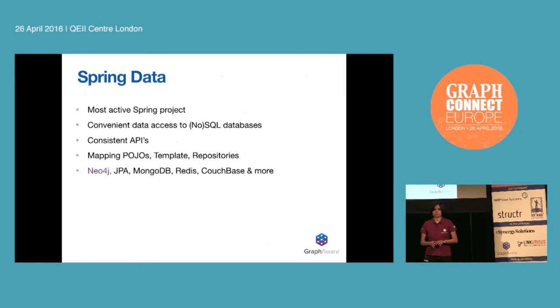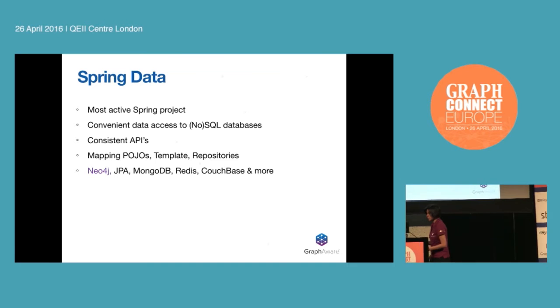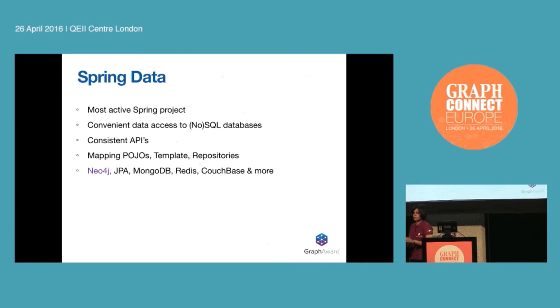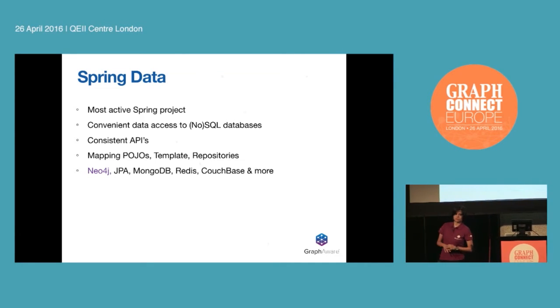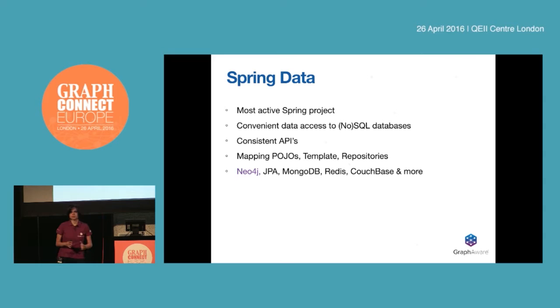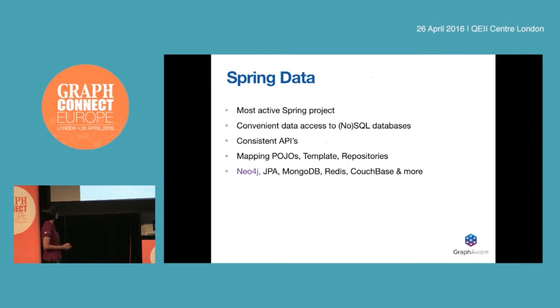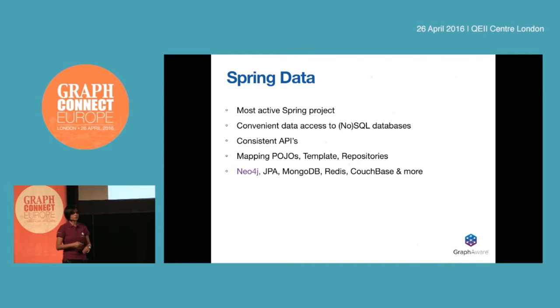For those of you who don't know, Spring Data is the most active Spring project today, and it offers you a convenient way to access databases, most commonly NoSQL databases. It gives you consistent APIs for typical CRUD-like operations and executing queries. Typically you have annotated POJOs that map your domain objects to your underlying database. Some of the more popular implementations of Spring Data are, of course, Neo4j first, followed by JPA, MongoDB, and the likes.